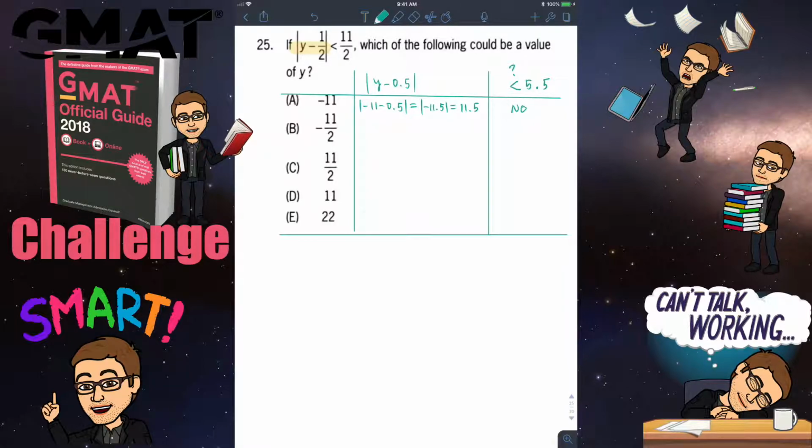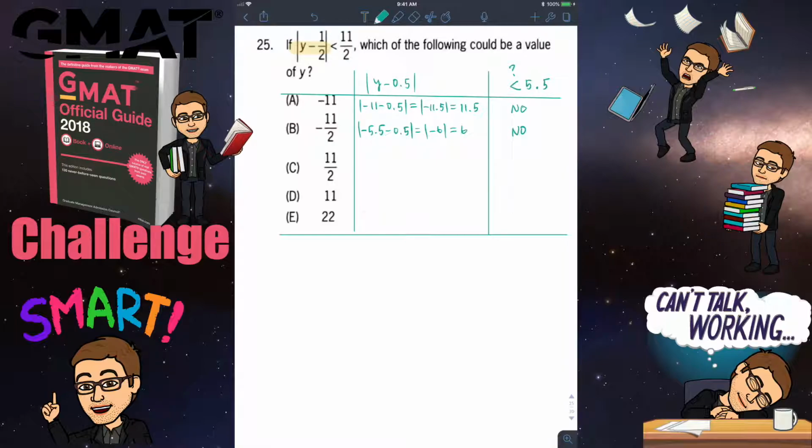You can eliminate A. Answer choice B, negative 11 over 2. That's the same as negative 5.5. So I'm going to use negative 5.5 and then minus 0.5 equals, so that's apparently negative 6. Absolute value of negative 6 is positive 6. Let's compare 6 to 5.5. Again, it's not less than 5.5, so we're going to put a no in the last column. That means B is also not going to be the answer.